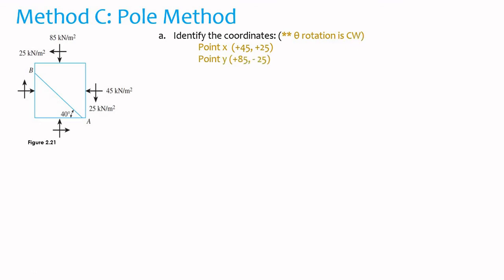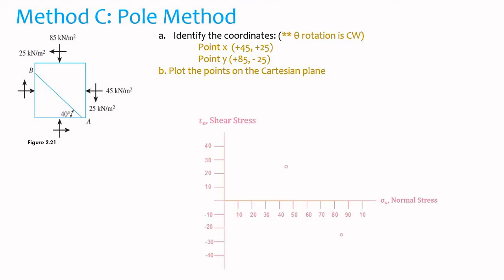Point Y is positive 85 and negative 25 because 85 is compression and 25 is counterclockwise direction, which is opposite the direction of the angle of rotation. So it's negative 25. Next is we plot the points on the Cartesian plane, point X and point Y. You have to identify 85, and then 25, and then you put the point.